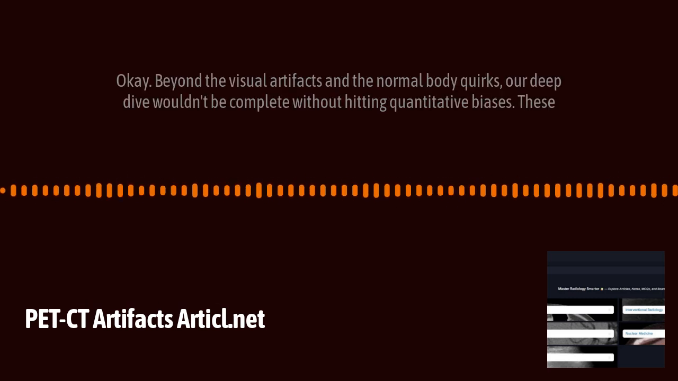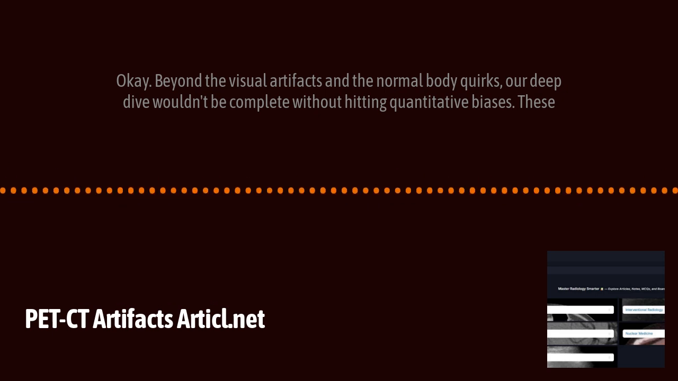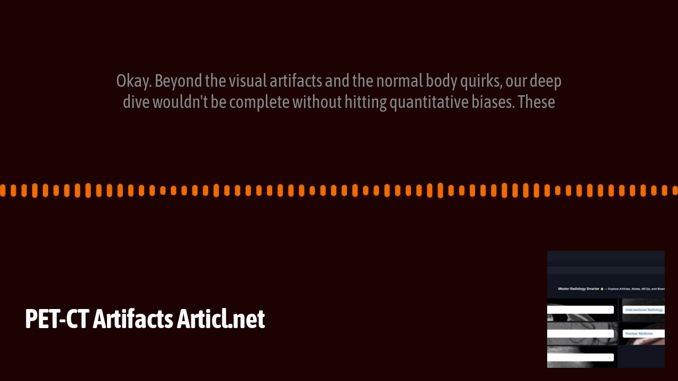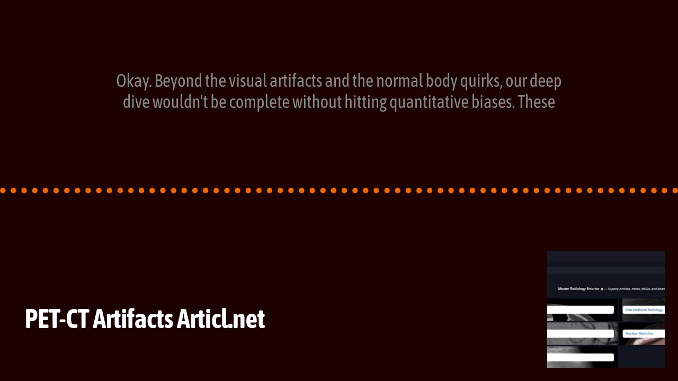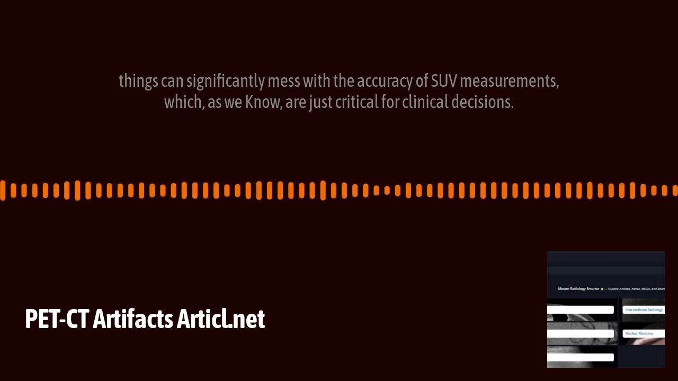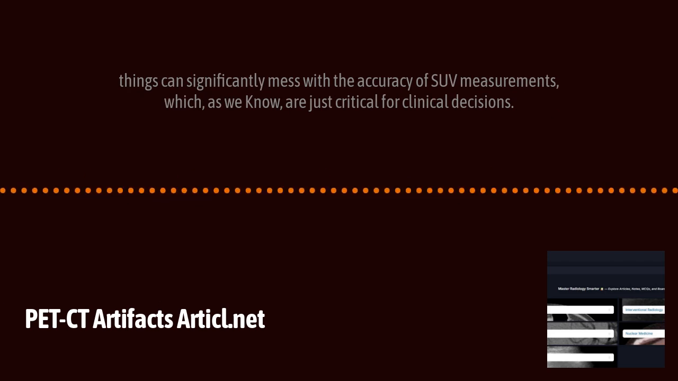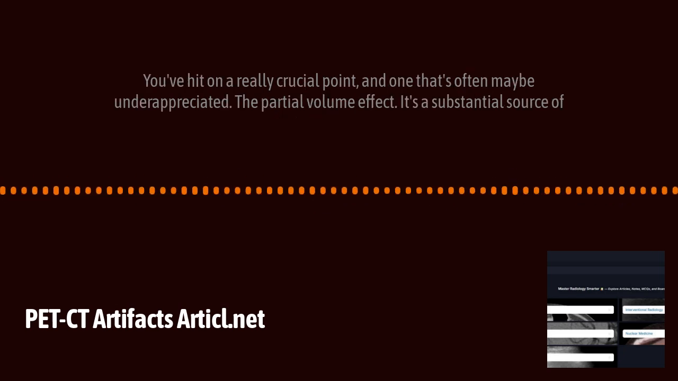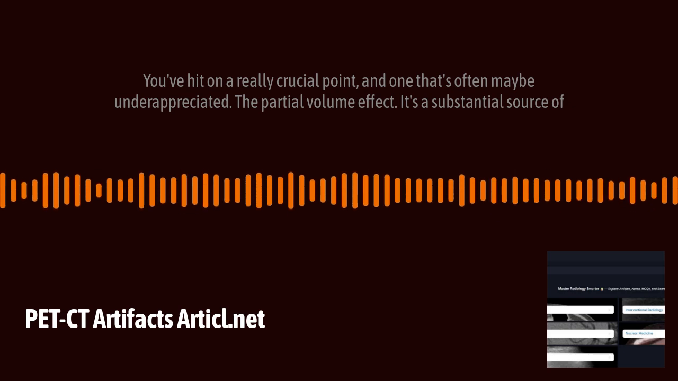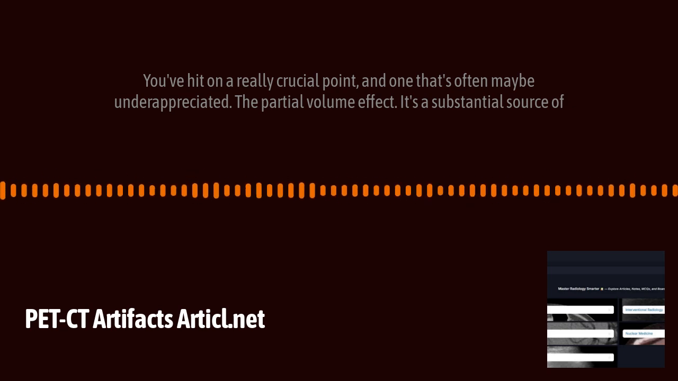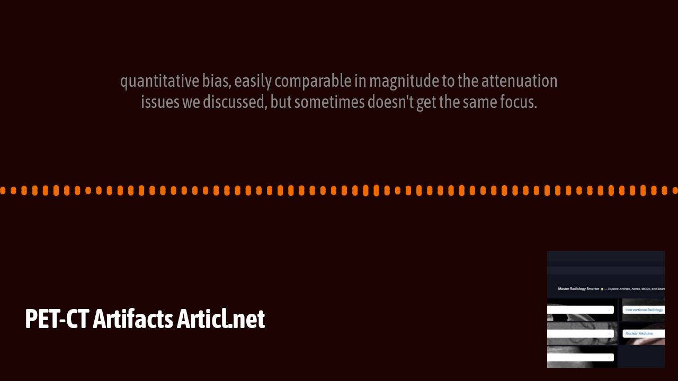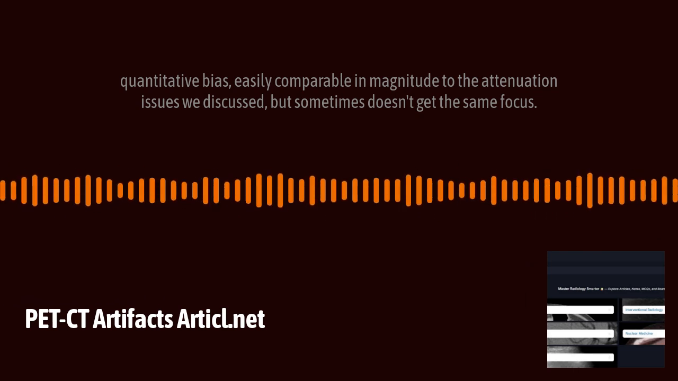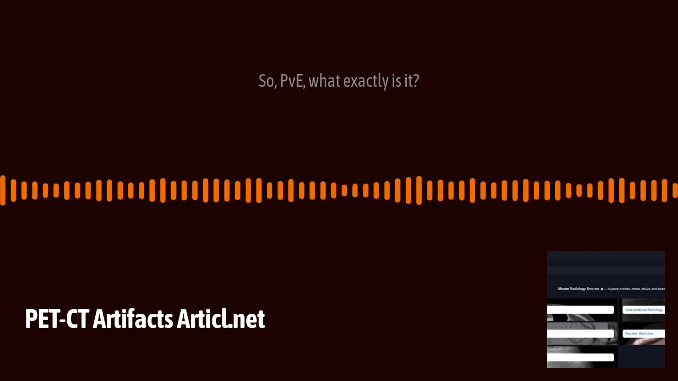Okay. Beyond the visual artifacts and the normal body quirks, our deep dive wouldn't be complete without hitting quantitative biases. These things can significantly mess with the accuracy of SUV measurements, which, as we know, are just critical for clinical decisions. You've hit on a really crucial point, and one that's often maybe underappreciated, the partial volume effect, PVE. It's a substantial source of quantitative bias, easily comparable in magnitude to the attenuation issues we discussed, but sometimes doesn't get the same focus.